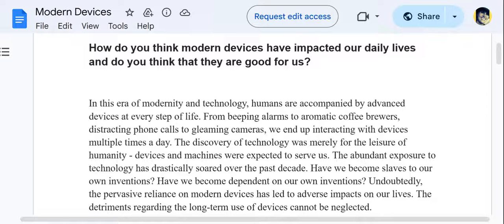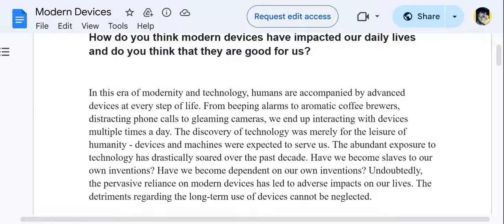And that is, have we become slaves to our own, or have we become dependent and slaves to our own inventions? Or have we become dependent slaves on our own inventions? Or have we become slaves and too dependent on our own inventions? Again, there are a number of ways to address these two rhetorical questions and basically fusing them into one rhetorical question. The student also had great word choice.